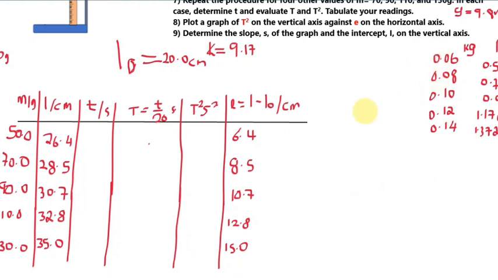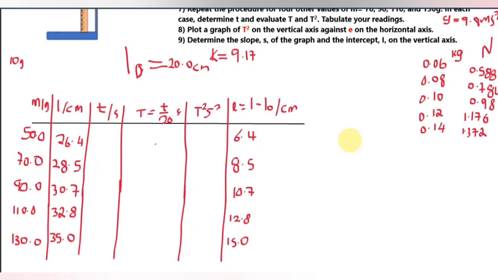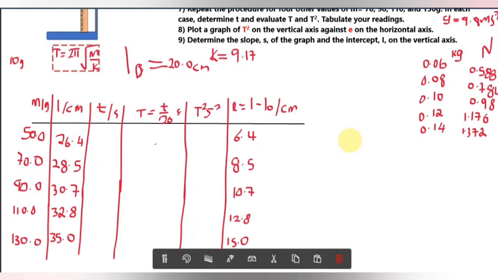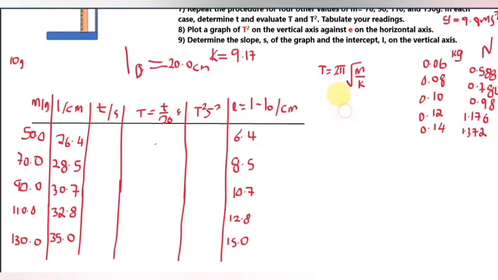Okay, now when we are required to determine T, it's just the mass that we have here. That's all we need: the mass here and the value of K. Now we know that the period of a spring is given as T equals 2 pi square root of m over k. Here, I'm going to replace 20 with n, which is the number of oscillations.